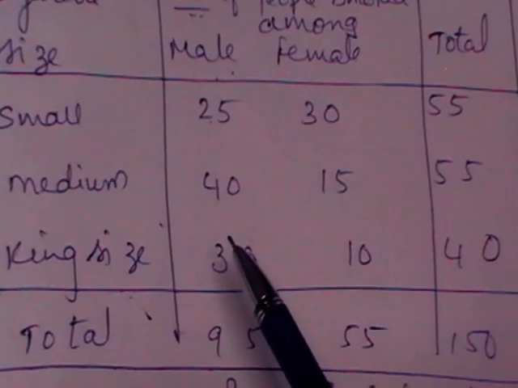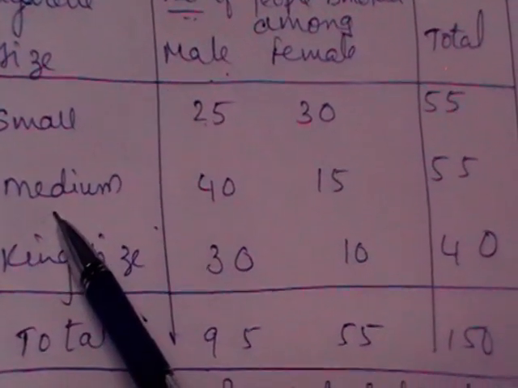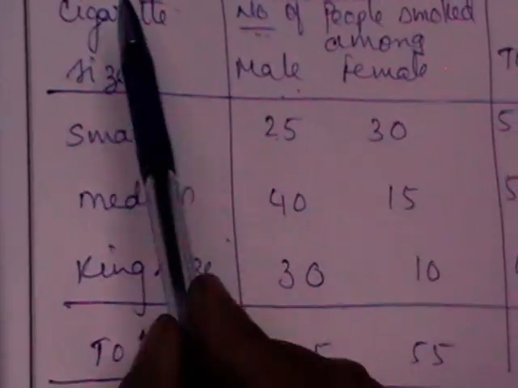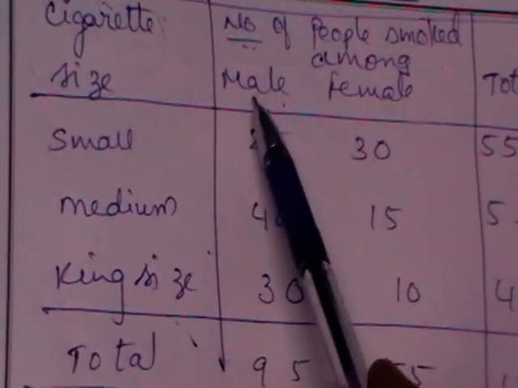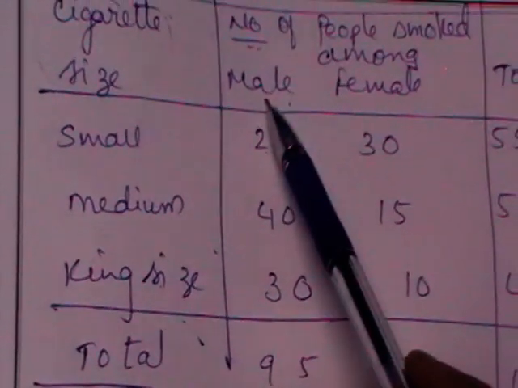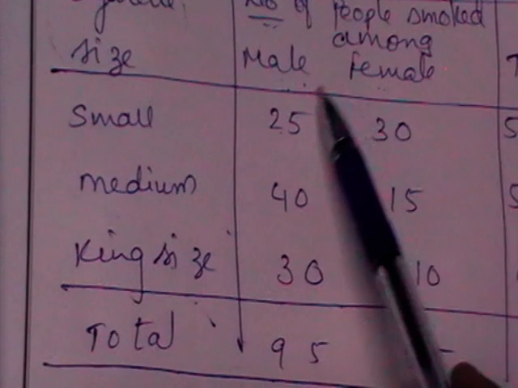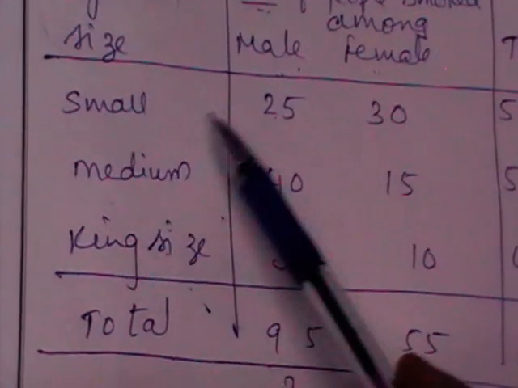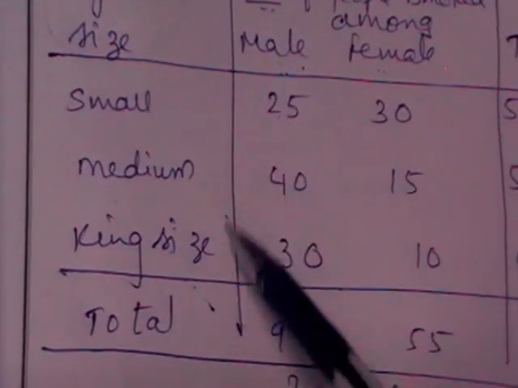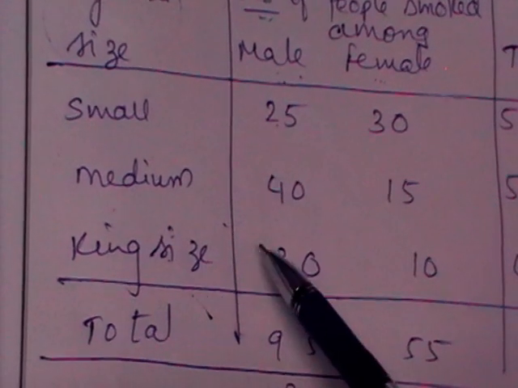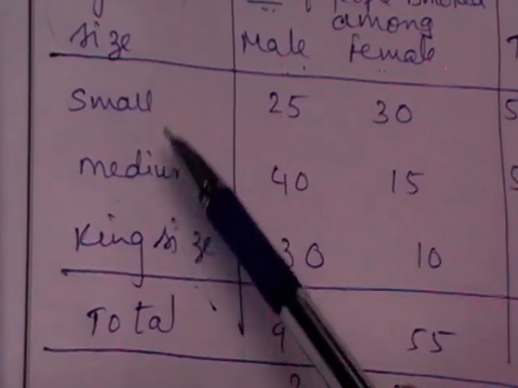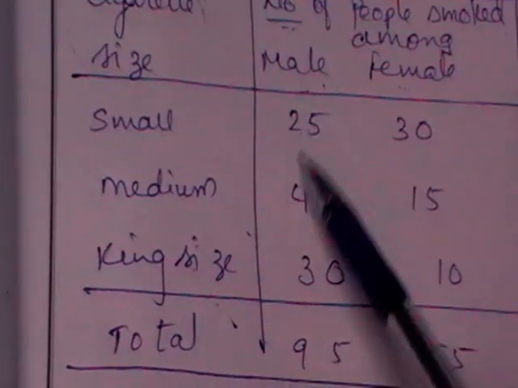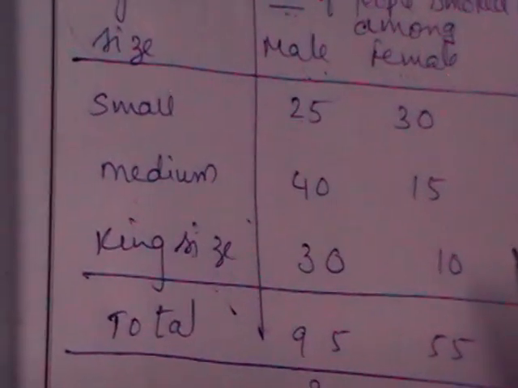Moreover, it is given to test whether the type of cigarette smoked is dependent on sex or not. So you need to find out whether these two attributes are independent: we can consider cigarette size as one attribute and the number of people smoked, male and female, the sex of the people, as another attribute. So we have two attributes here and we have 1, 2, 3 classifications. If you observe the data clearly, it's not a 2 by 2 classification. We need to test whether these two attributes, the gender and the type of cigarette smoked, are independent or not.